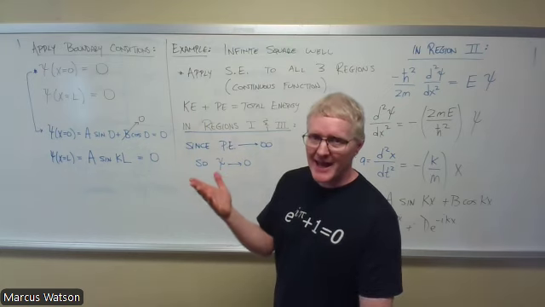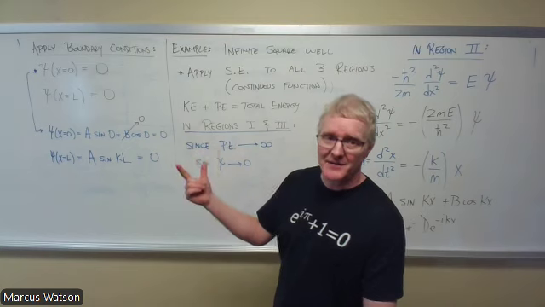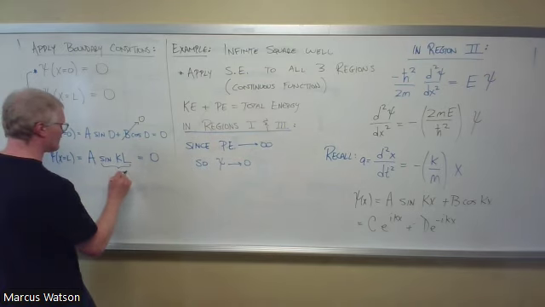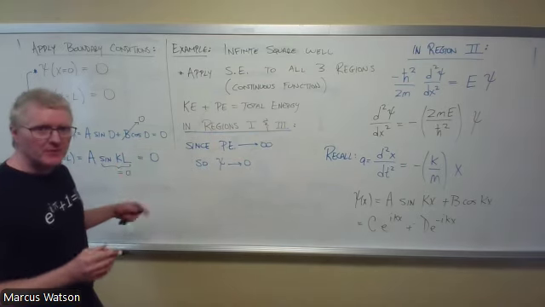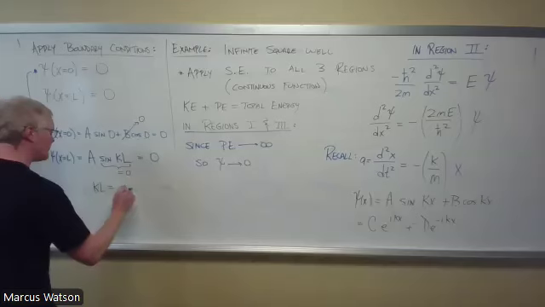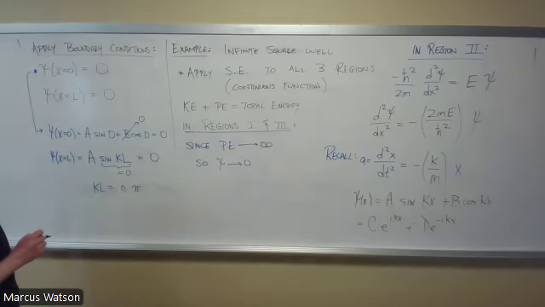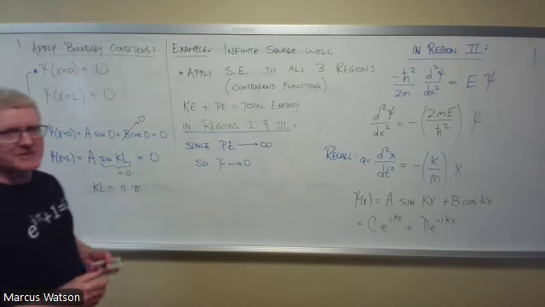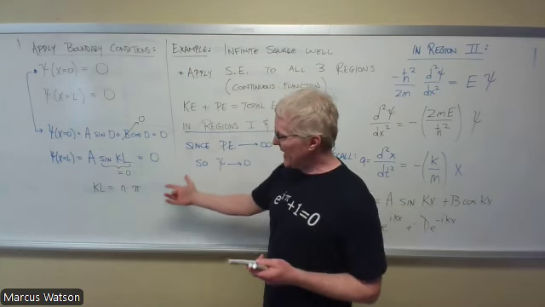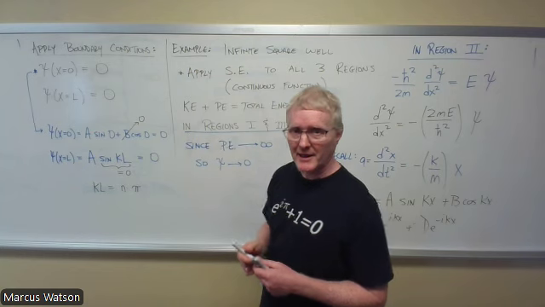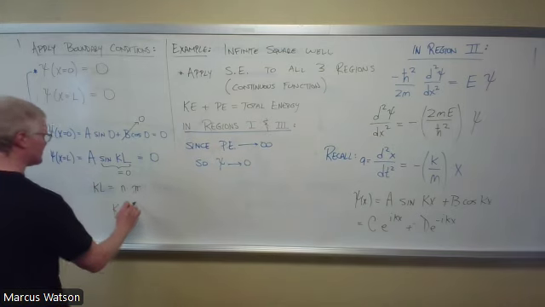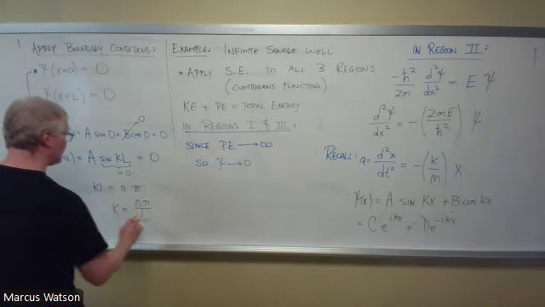Let's suppose then that A is not zero, and therefore the sine of KL is going to be the thing that's zero. If the sine of KL is going to be zero, then we know already that K times L must equal some integer multiplying pi. Because the sine of pi, sine of 2 pi, 3 pi, 4 pi, whatever you like, that's going to be zero. So KL has to be some integer number multiplying pi, and therefore K, whatever this is, has got to be n times pi divided by L.